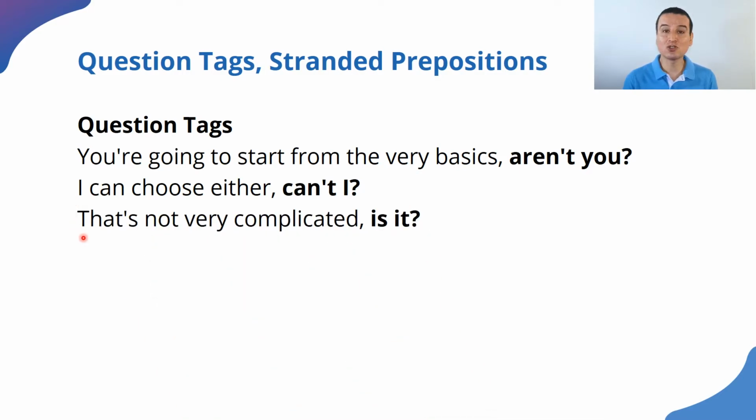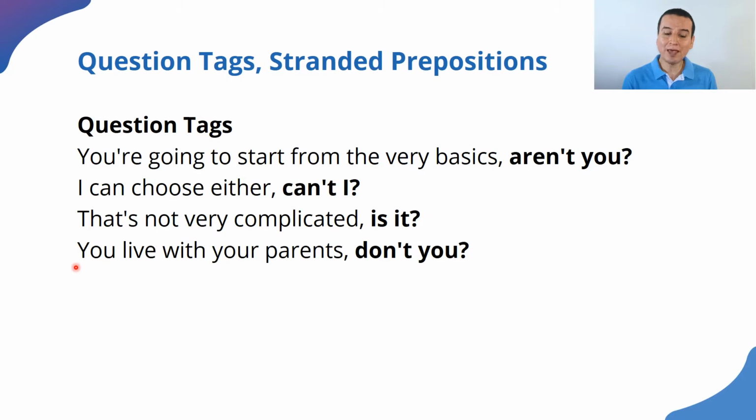That's a negation, so the question tag is affirmative. Is it? All right. You live with your parents. In this case, this example includes the present simple, and we don't have an auxiliary that is visible, but in the present simple, the auxiliary is always "do" if it is not the verb be. So: you live with your parents, don't you?